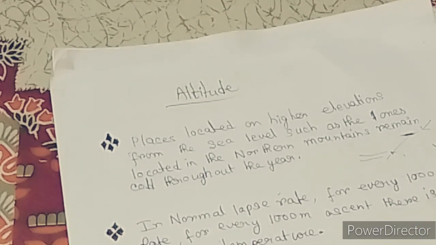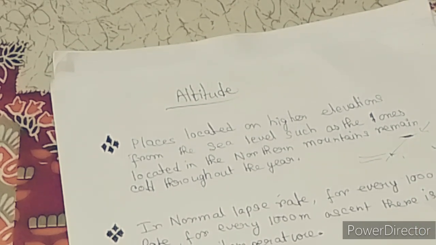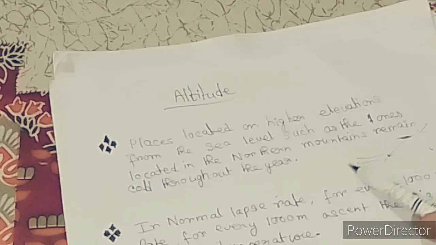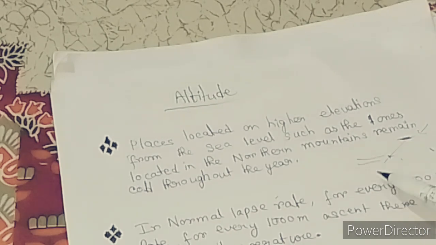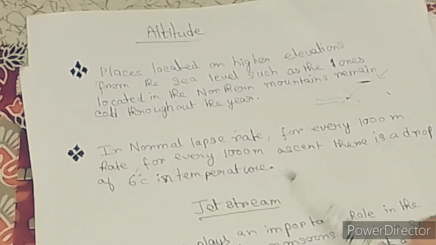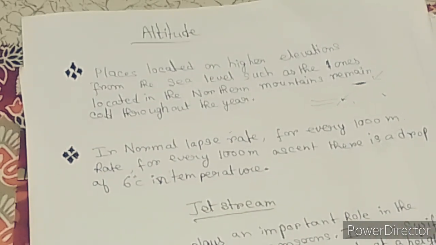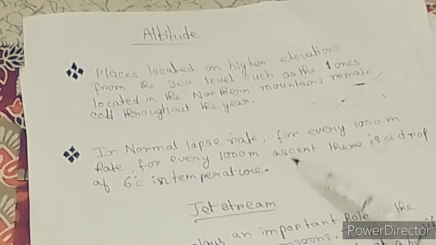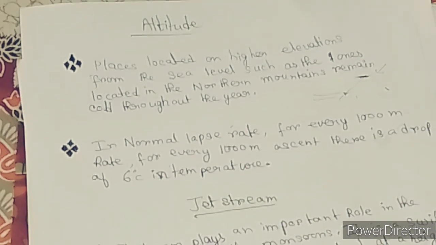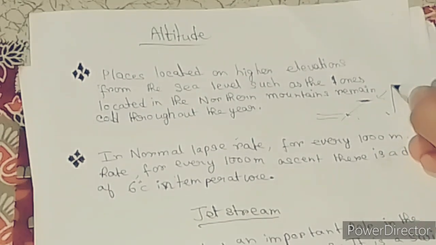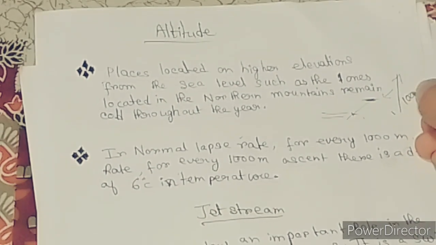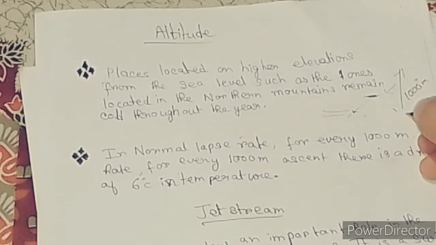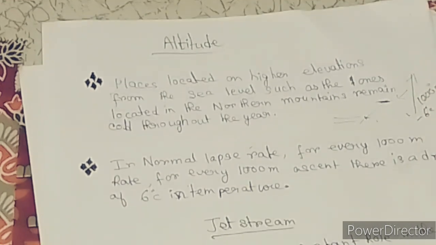Okay. Let me give one example. Example is Prayagraj. Prayagraj is located at a higher elevation than sea level, so it is colder. Now, what is the normal lapse rate? For every 1000 meter ascent, there is a drop of 6 degrees centigrade in temperature. As you go upwards, for every 1000 meters, there is a decrease of 6 degrees in temperature.